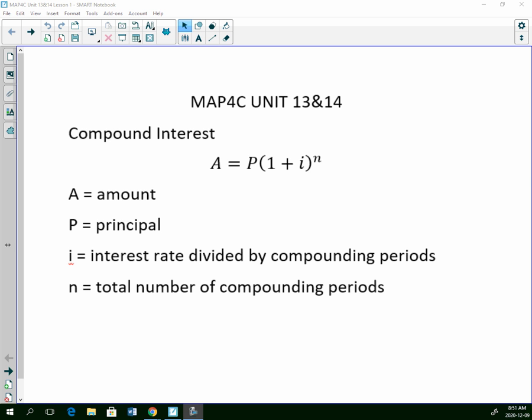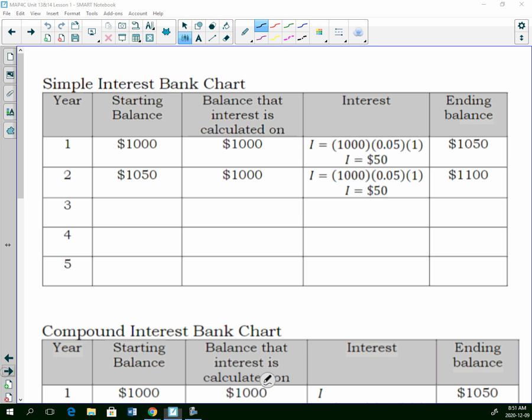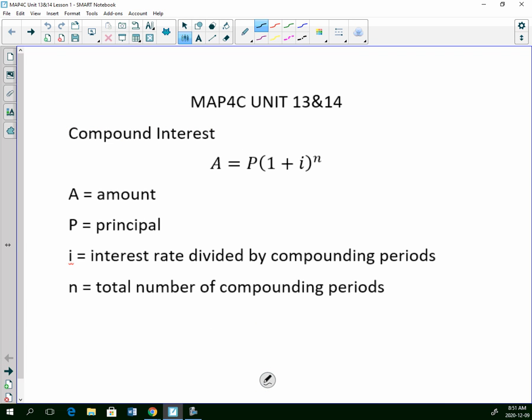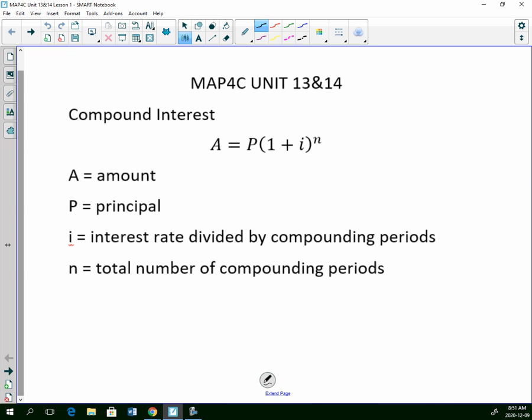Okay, so compound interest should just be a review from last year, although you might not have gotten to it because some of us only got a couple of units done. Compound interest is when interest is added on to interest. I'm going to go back to this formula in a second. First I want to compare the difference between simple interest and compound interest.